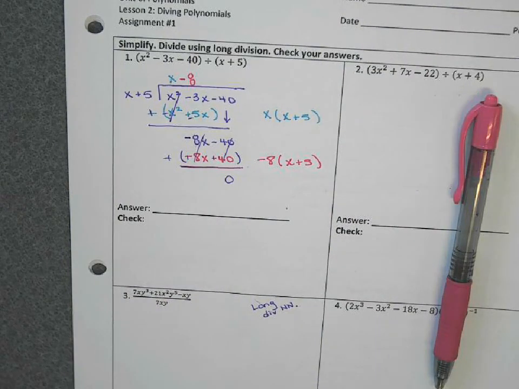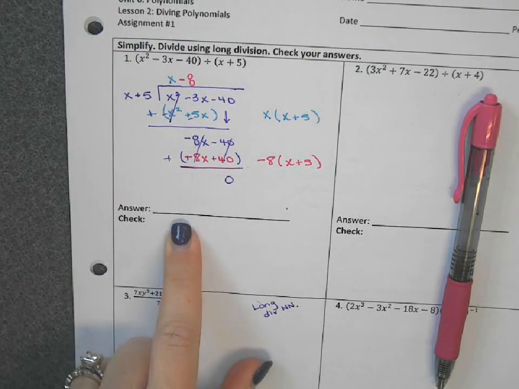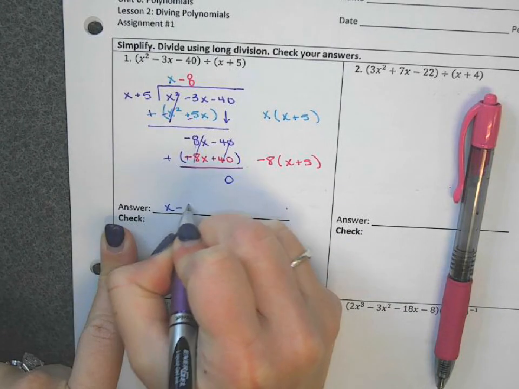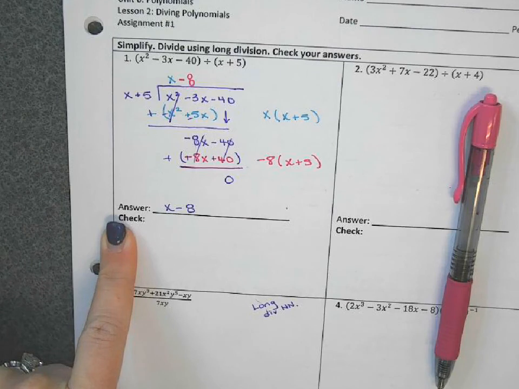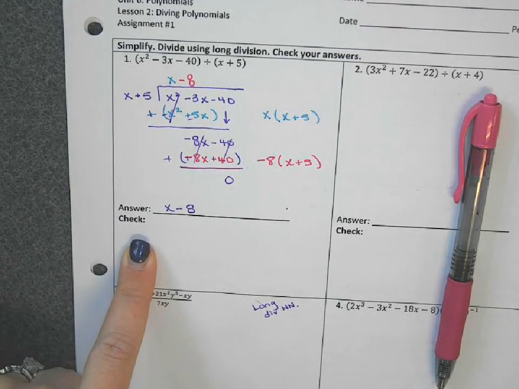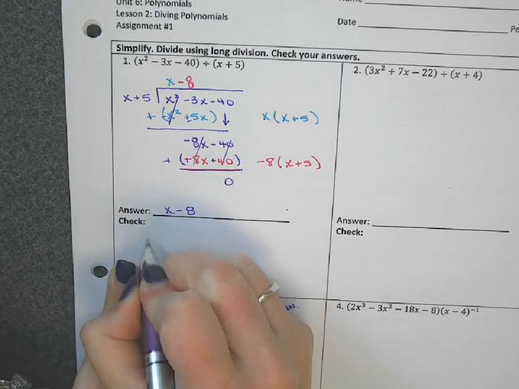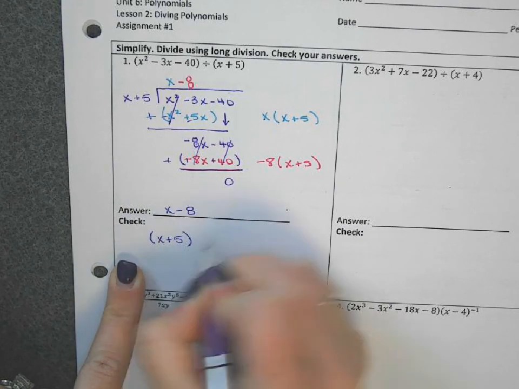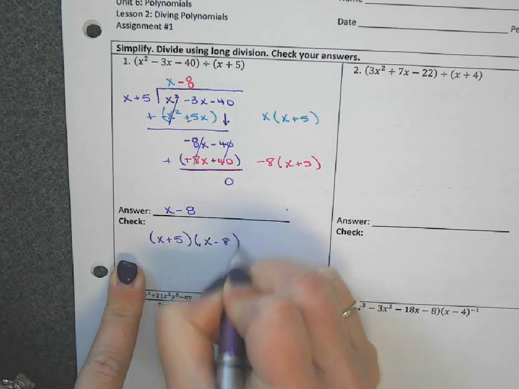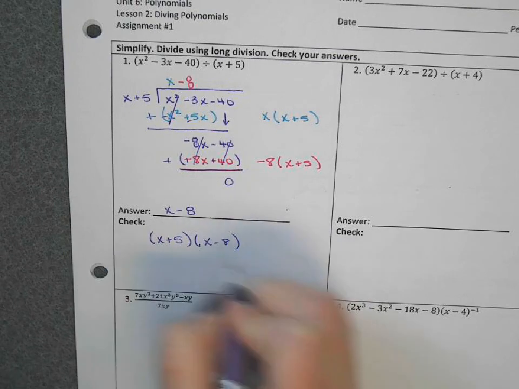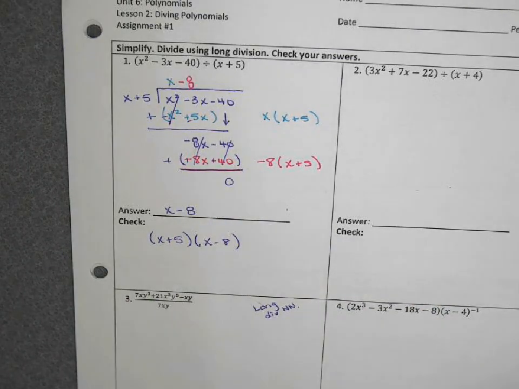What's the remainder this time? 0. So what's my actual final answer here? Just the x minus 8. That's my answer. Okay? What's my math problem that I have to do in order to check this answer? X plus 5 times the x minus 8. Well, that's not that bad of a multiplication problem, is it? That's just foiling. First, outside, inside, last. Go ahead and do the multiplication.